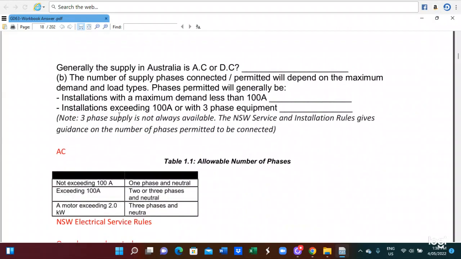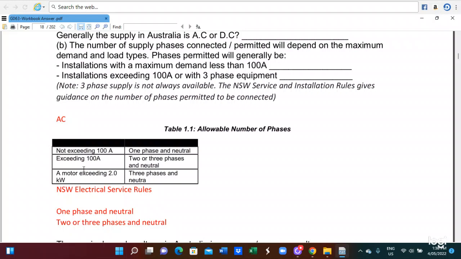Here will be the allowable number of phases. When the current does not exceed 100 amperes, one phase and neutral. Exceeding 100 amperes, two or three phases and neutral. A motor exceeding 2 kilowatts, three phase and neutral. This is for how much wire needs to be allowed.